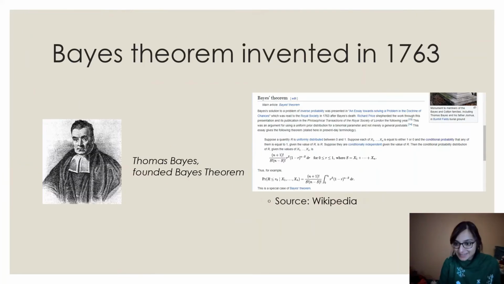So also, a very, very fun fact is that Bayes' theorem was invented in 1763 by Thomas Bayes here. So you can see Bayes here. He was an English statistician, philosopher, and Presbyterian minister who formulated this. He did this in 1763, and it seems very complex. I got this from Wikipedia, but this is the inventor of Bayes' theorem.